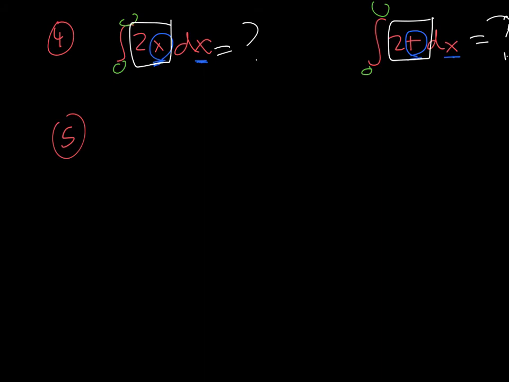Because basically any letter can represent a variable or a constant. How do I know what it is?